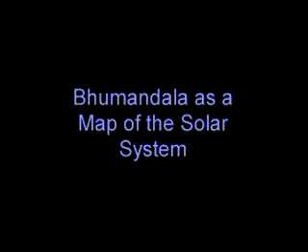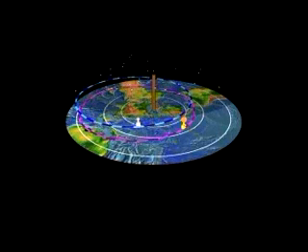Bhumandala as a map of the solar system. We have shown that Bhumandala and the orbits of the Sun, Moon, and planets have the structure of an astrolabe based on a stereographic projection of the Earth globe.